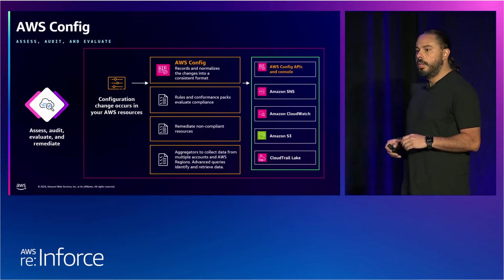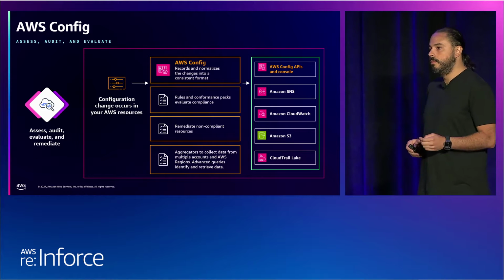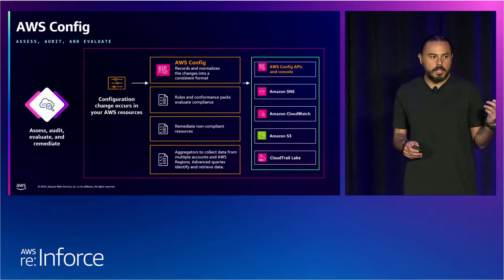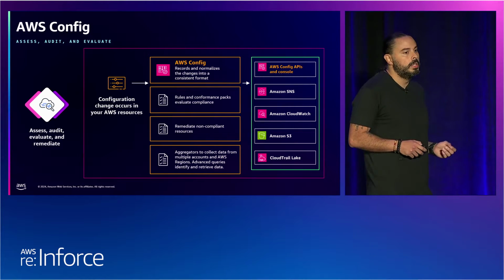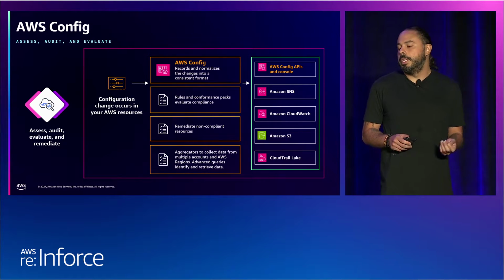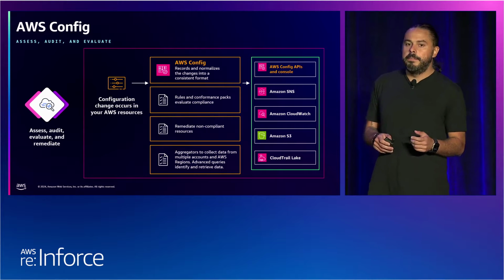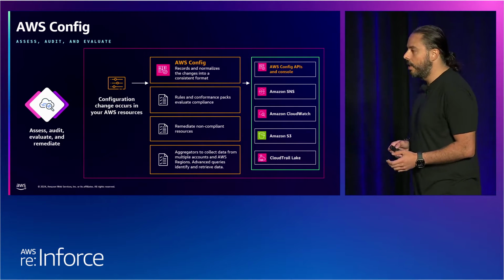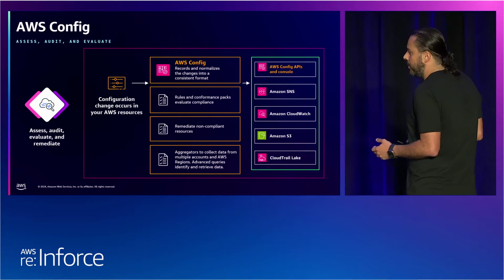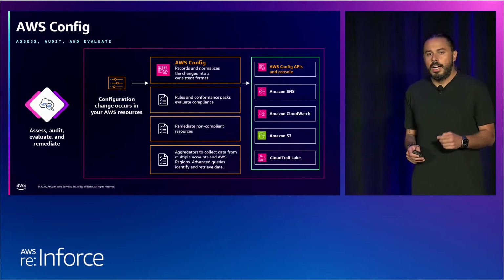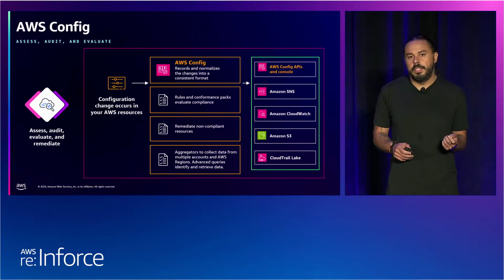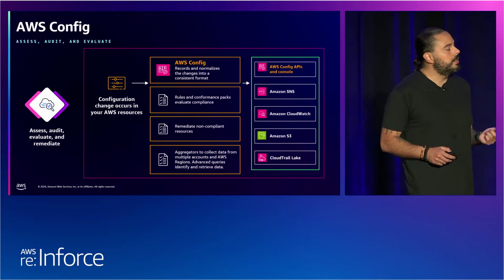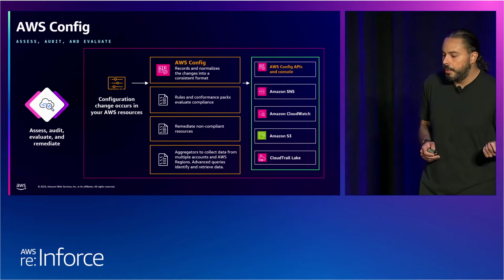It also allows her to remediate and run automations on those findings, right? If she finds something that is not compliant, it allows her to run automation and remediations on those resources. And finally, it allows her to aggregate data across all the regions and across all the organization. How it integrates with other solutions is that, for example, through AWS Config APIs and the console, she is able to interact with them.